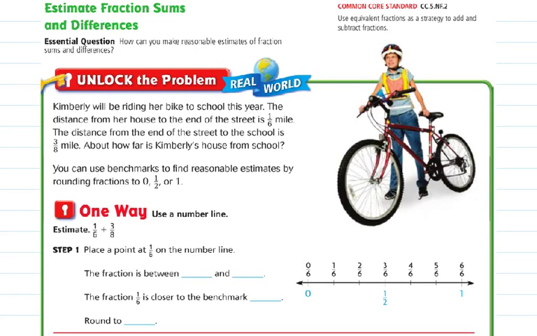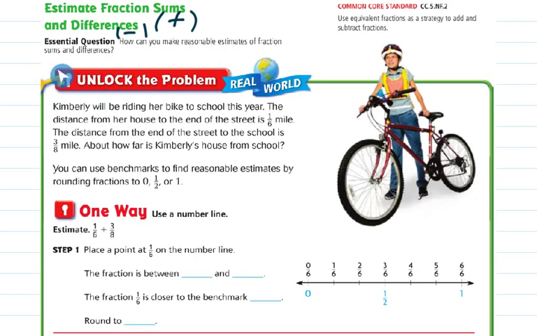Students, in lesson 6.3, we will be estimating fraction sums and differences. Underneath the word sum, I'm going to put a plus sign, and under difference, I'm going to put a subtraction sign, just to remind myself of the different operations that I'm going to have to use in this lesson. So our essential question is, how can you make reasonable estimates of fraction sums and differences?